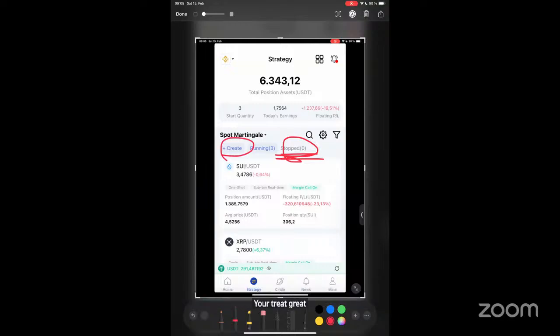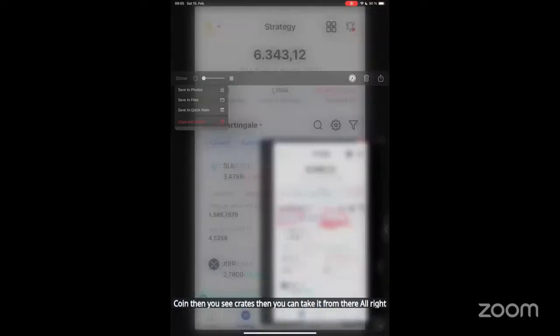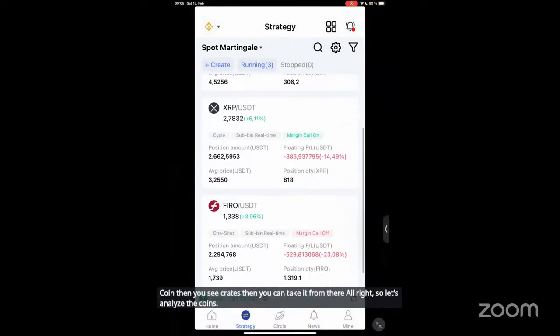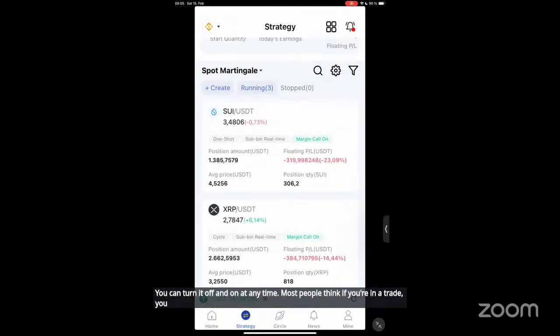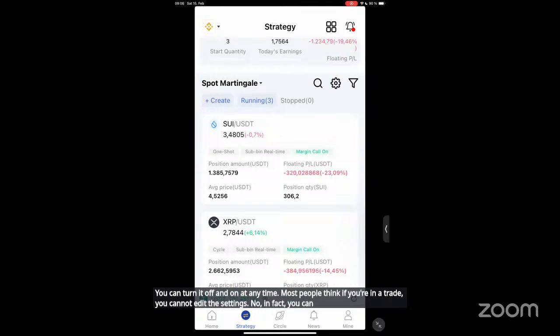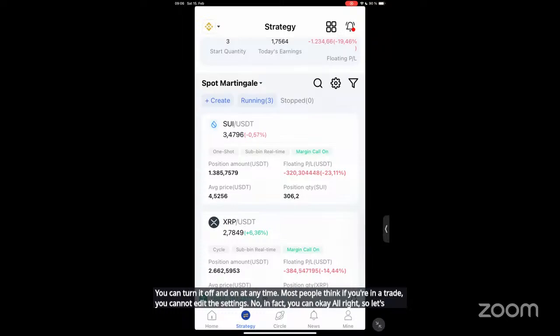Create. If you want to start a coin newly, you can tap on create to be able to do it. But you can simply also tap on the coin, then you see create, then you can take it from there. All right, so let's analyze the coins. XRP is here. FIRO is also here. The margin call is off. You can turn it off and on at any time. Most people think if you're in a trade, you cannot edit the settings. No, in fact, you can. All right, so let's look at XRP.